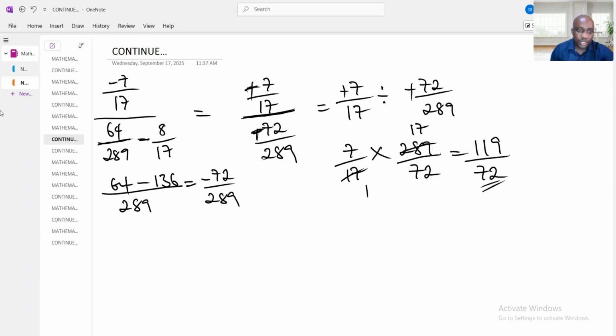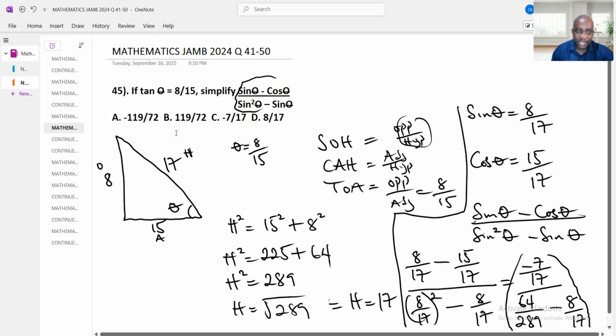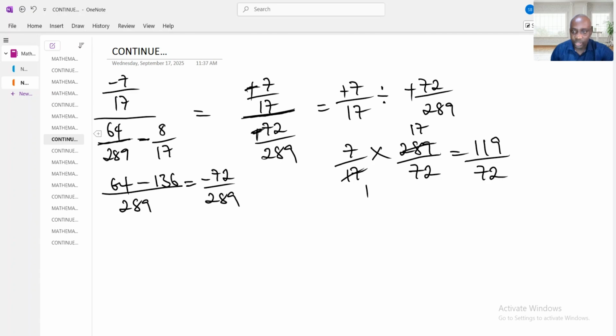Let's go to the question. Let's check out the question on the previous page. 119 over 72. Do you have 119 over 72 there? Yes. The final answer is option B, 119 over 72, is the correct option. Yes. Now let's move to the next question.